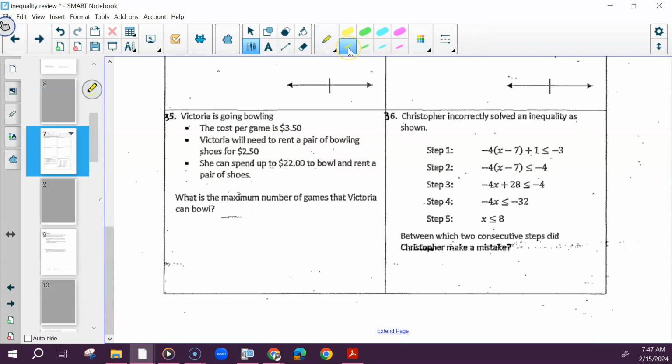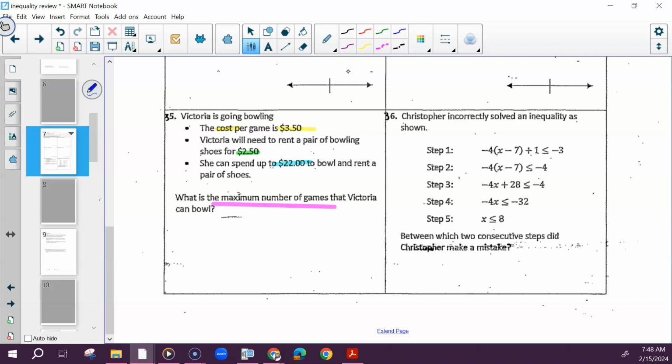So in this word problem, Victoria is going bowling. The cost per game is $3.50. Victoria will need to rent a pair of bowling shoes for $2.50. She can spend up to $22 to bowl and rent a pair of shoes. And we're looking for the maximum number of games that Victoria can bowl. So we need a variable. What do we want to call it?